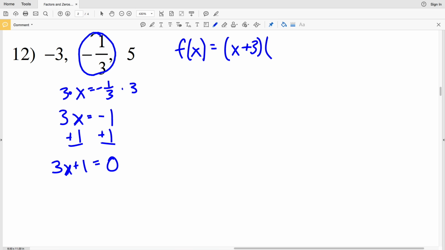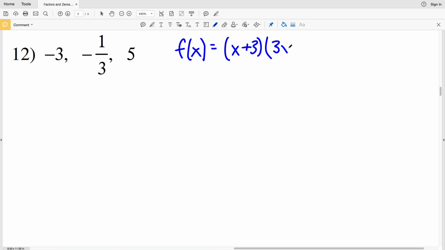So when x is equal to negative 1/3, if I plug that in, I'll get 3 times negative 1/3 plus 1, and that will equal 0. So my other quantity for when x equals negative 1/3 would be 3x plus 1. And to double check, plug negative 1/3 in, and you will indeed get 0. And then lastly, I have x equal to 5, so I'm going to have x minus 5, because if x equals 5, 5 minus 5 equals 0.